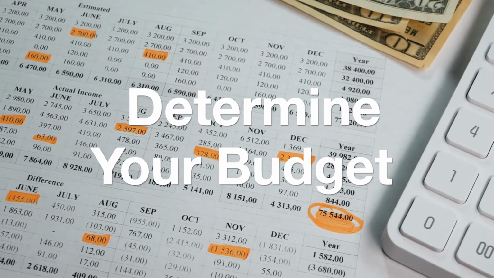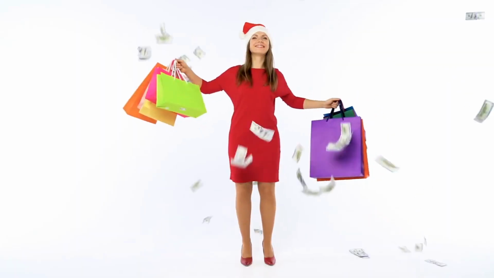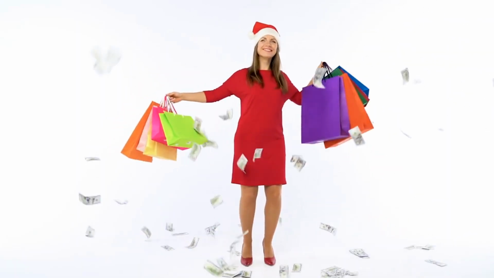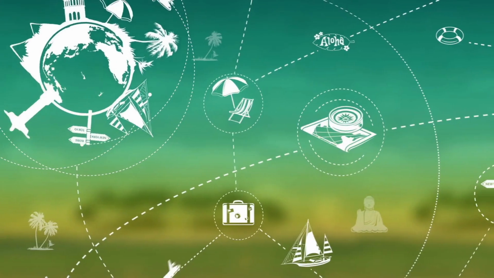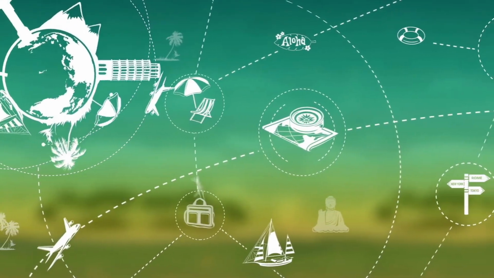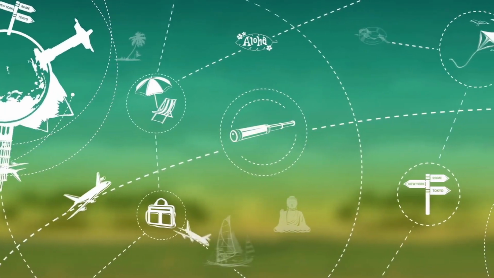Step 1. Determine your budget. The first step in creating a travel budget is to determine how much money you have available to spend on your trip. Consider any savings you have set aside for travel, as well as any income you may have coming in during the trip. This will give you a good idea of your budget range.